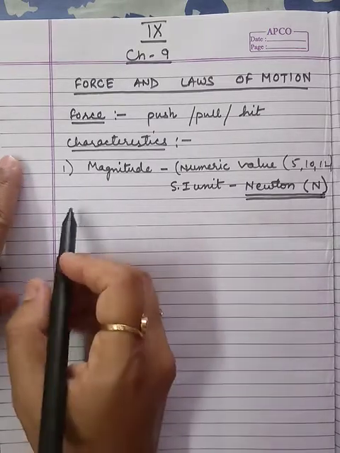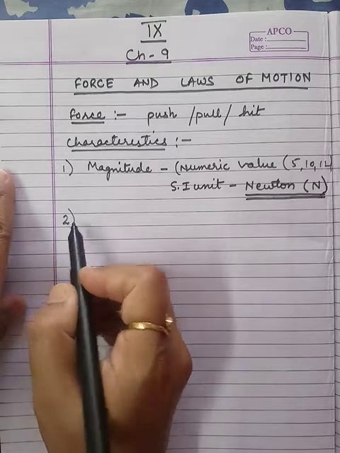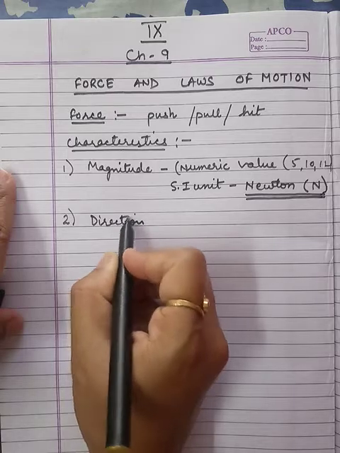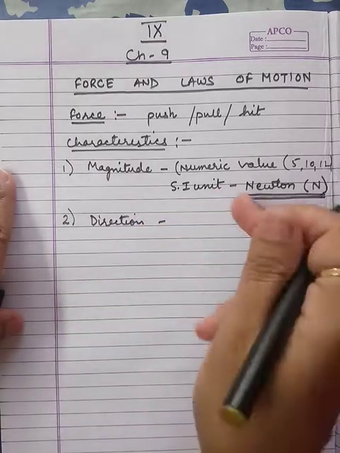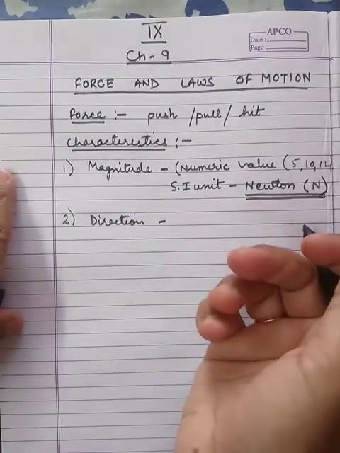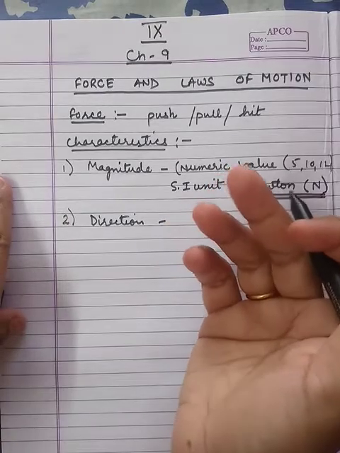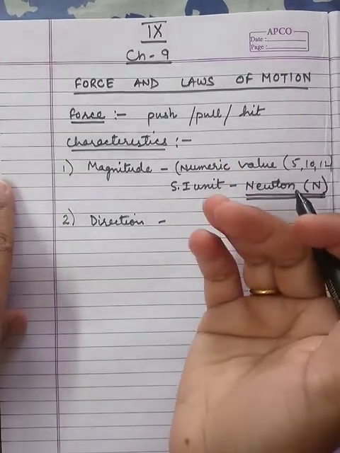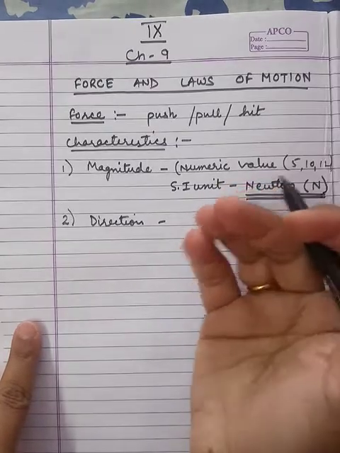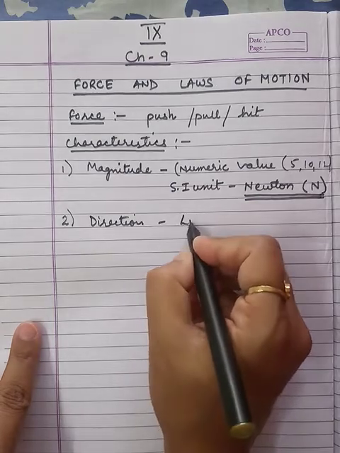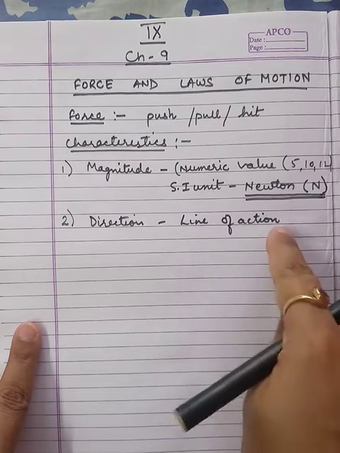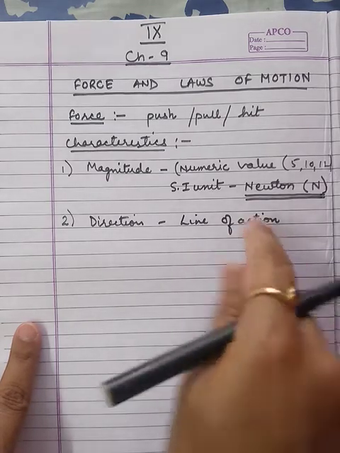Okay, second characteristic we can say that it is related to the direction, or we can say in which direction the force is applied, whether the force is applied in upward direction or downward direction or right, left, any direction. Okay, because it is direction specific, so it becomes the characteristic that in which direction the force is being applied or on which line of action the force is being applied. You can say line of action. It is important to understand the line of action of force, right?